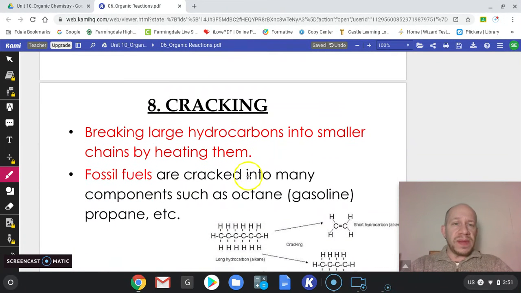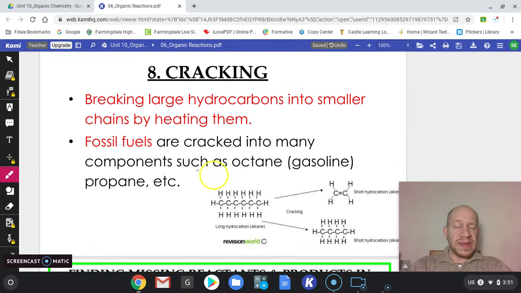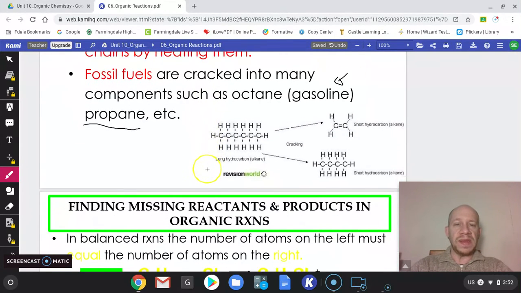The 8th type is called cracking, and this is how we produce a lot of those gasolines that we use in our cars. It's breaking large hydrocarbons into smaller chains by heating them. This is what we do to fossil fuels. When we take them out of the ground, we crack them into many components, such as octane, which is a form of gasoline, propane, which we also use, and other things. So we take a large hydrocarbon and break it into many pieces.